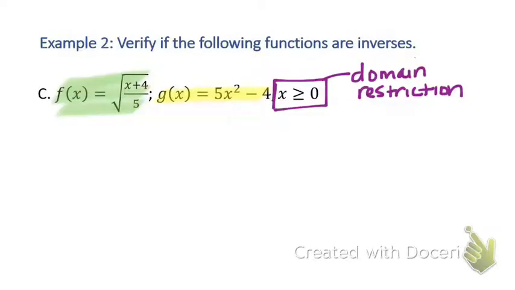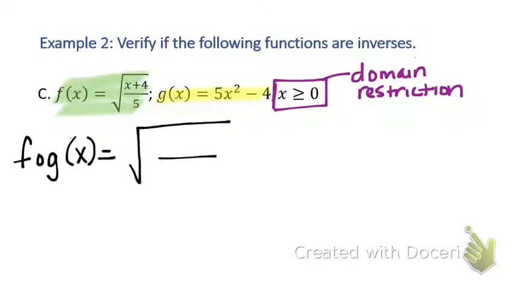All right, so this is where we ended off yesterday. We have to show that they're inverses. So we're going to first figure out, I'm going to do a composition by putting my g function into f. So my f function has a square root. And that square root says take the square root of, and then I have x plus 4 over 5. And now inside of the parentheses, I'm going to put my g function.